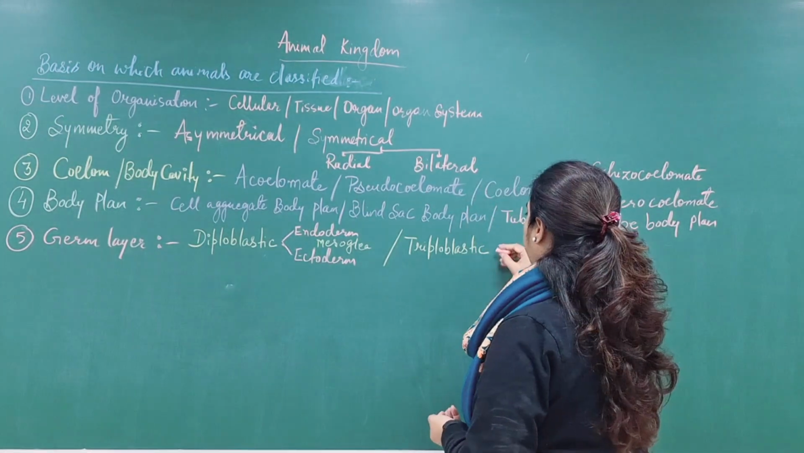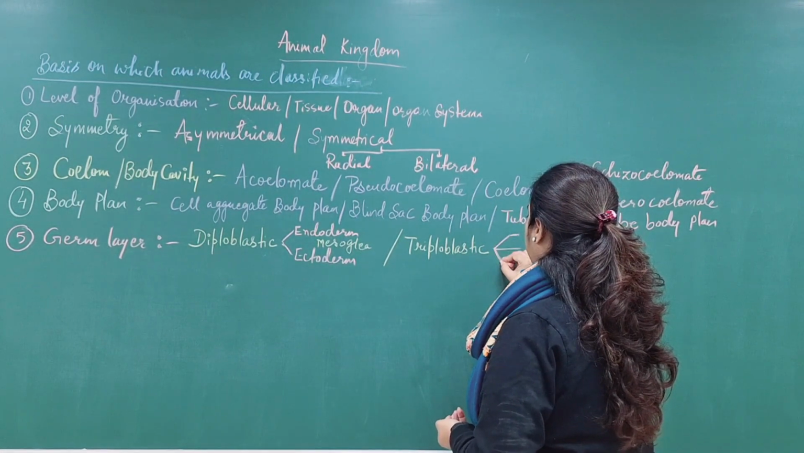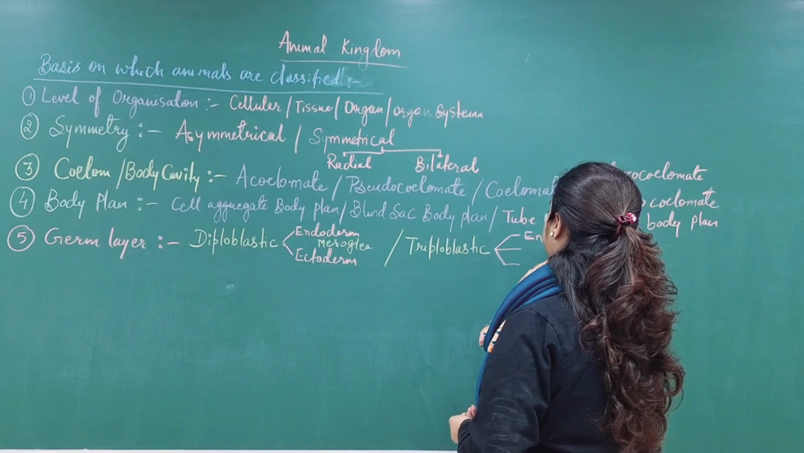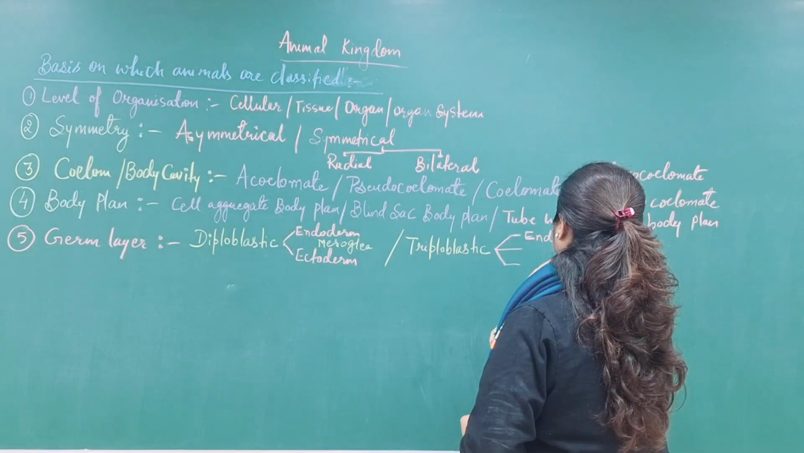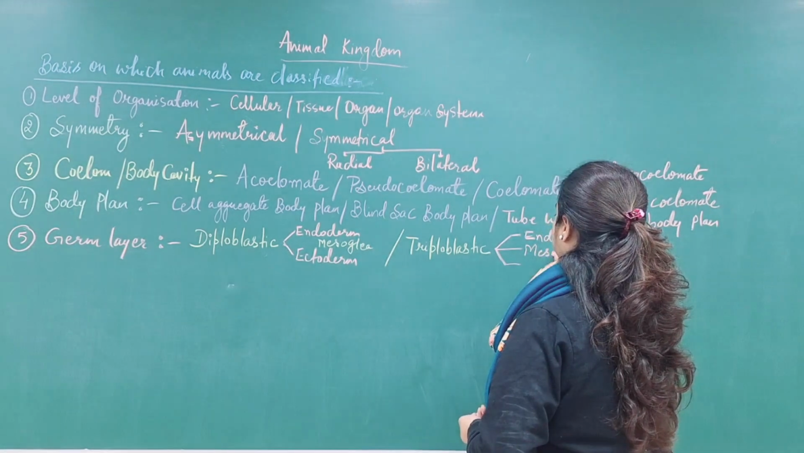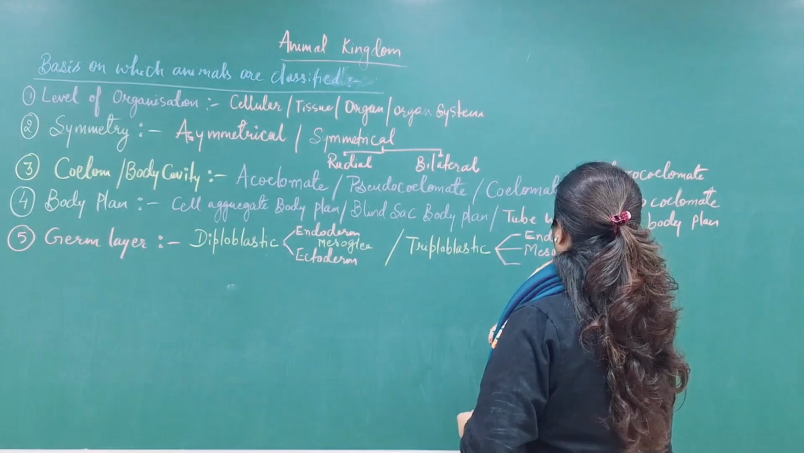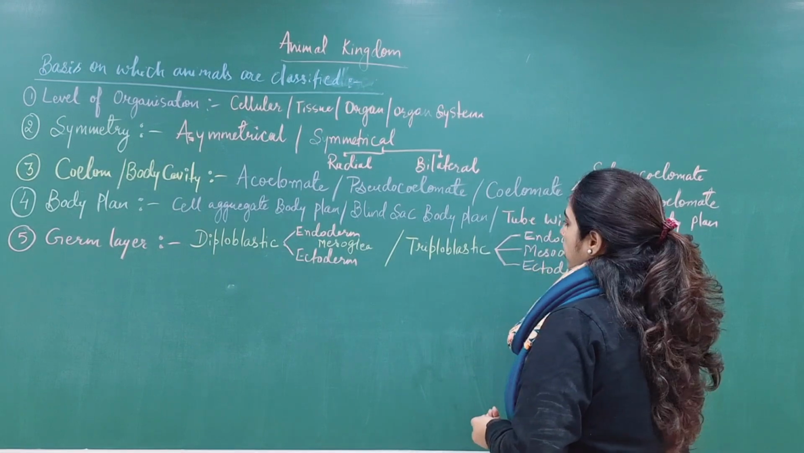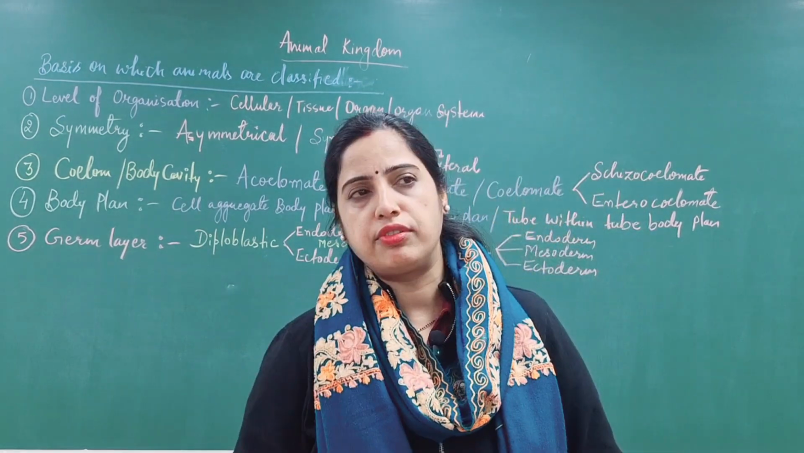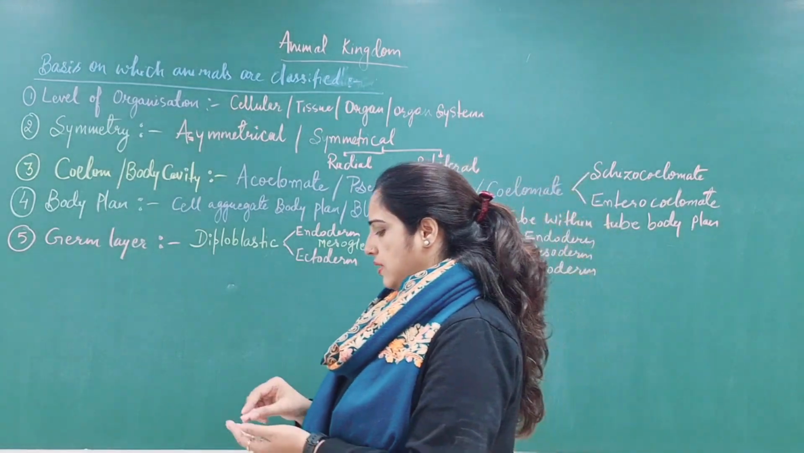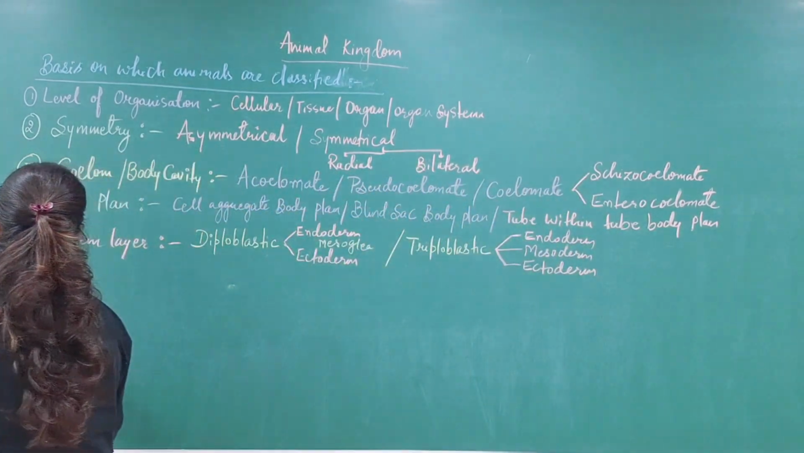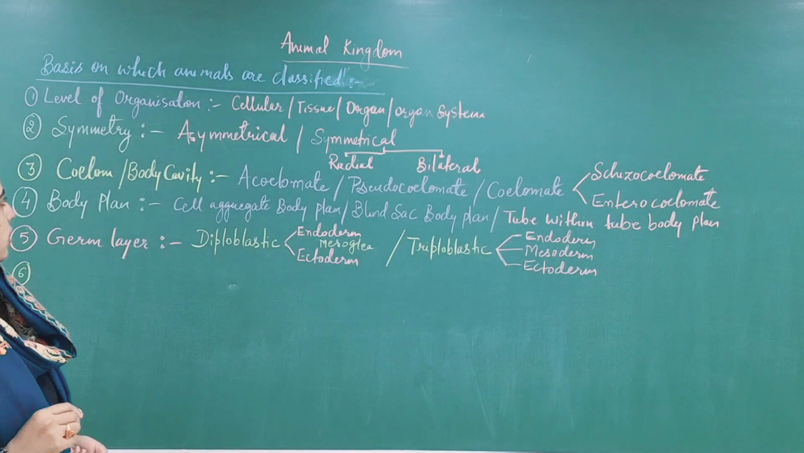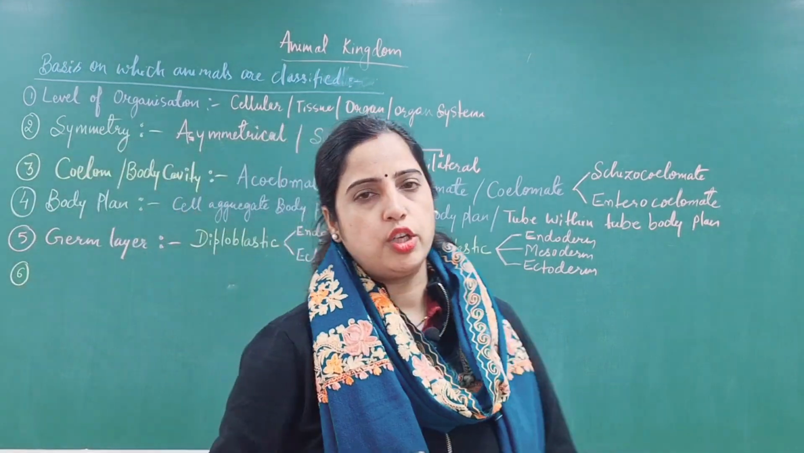Then they will have a prominent endoderm, mesoderm, and of course ectoderm. Later on you will be studying how these layers form different tissues in human beings as well, in the tissue chapter. This is not it. Can you tell me another basis of classification?